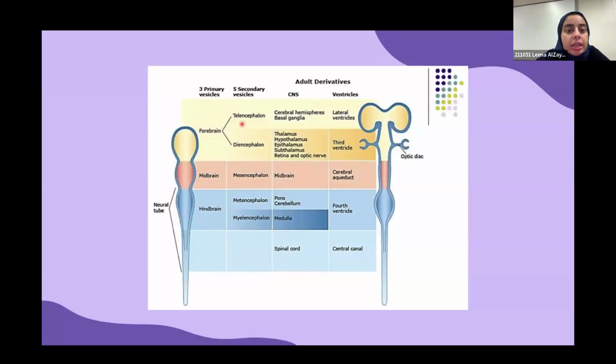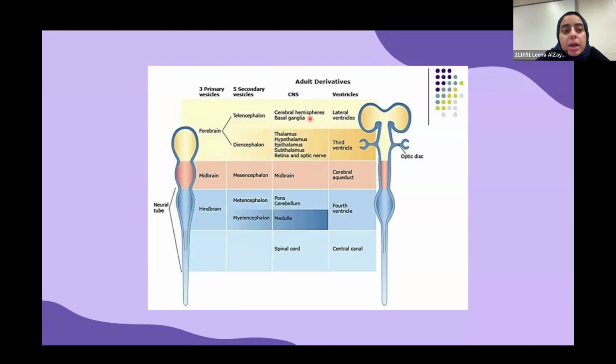So the forebrain's telencephalon makes the cerebral hemisphere and the basal ganglia and creates the lateral ventricle. The forebrain also divides into the diencephalon. The diencephalon has all the words thalamus: thalamus, hypothalamus, epithalamus, subthalamus, plus retina and optic nerve. Thalamus, thalamus, thalamus. And again, letter T, third ventricle. So the diencephalon is all about T's. It loves the letter T and it loves the thalamus. But don't confuse it with the telencephalon.